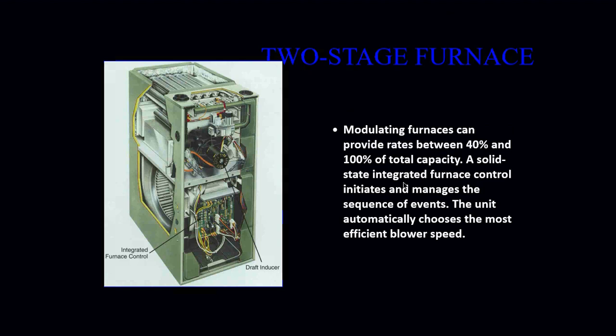A solid-state integrated furnace control initiates and manages the sequence of operation on what is going on. It communicates between the circuit board and the thermostat. The circuit board now gets the signal to tell the burner and the blower to either ramp up or ramp down, depending on what the thermostat is sensing inside the space. Okay, and these units automatically choose the most efficient blower speed.